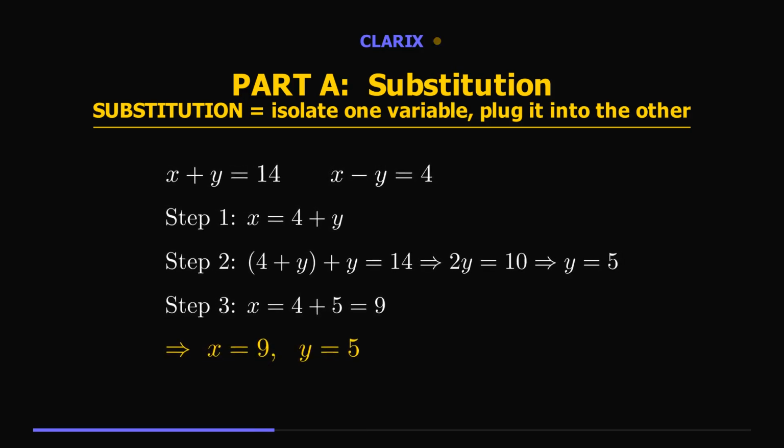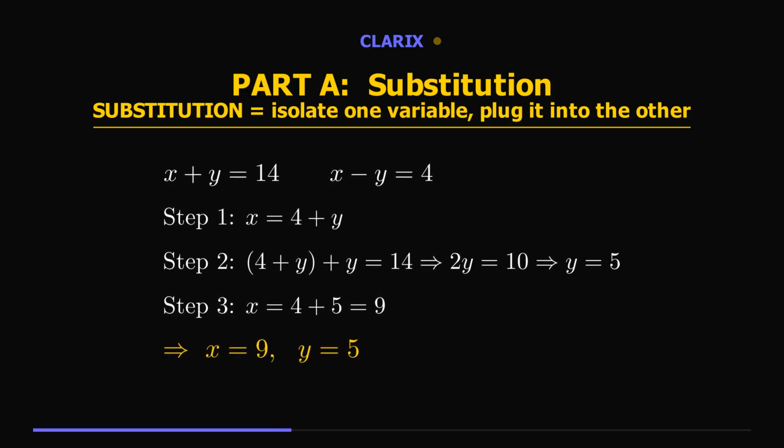Step 3, back substitute. x equals 4 plus 5, which is 9. So the solution is x equals 9, y equals 5. Done. And you can check that both equations hold.